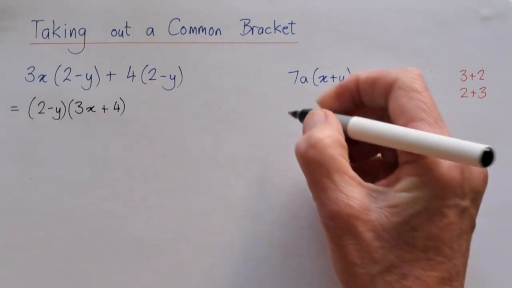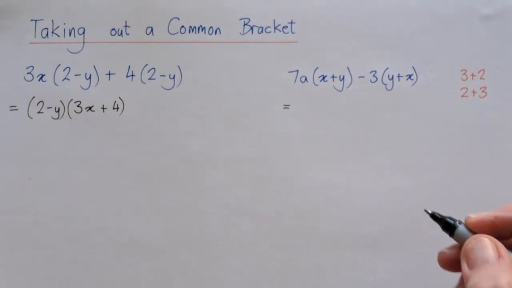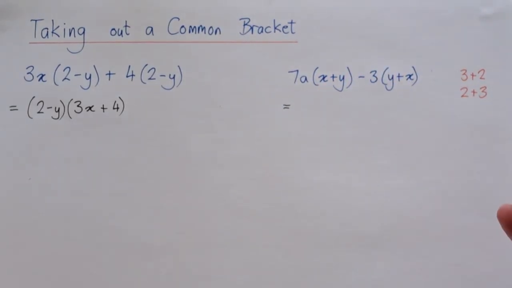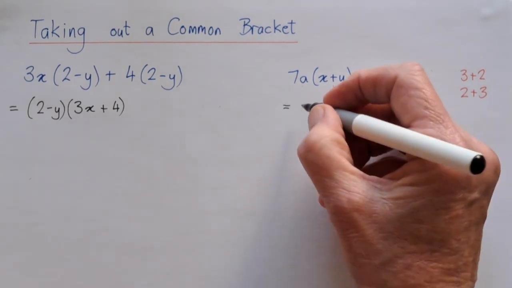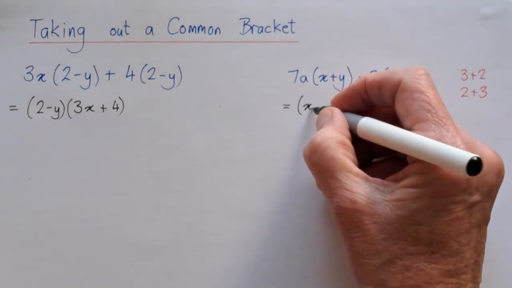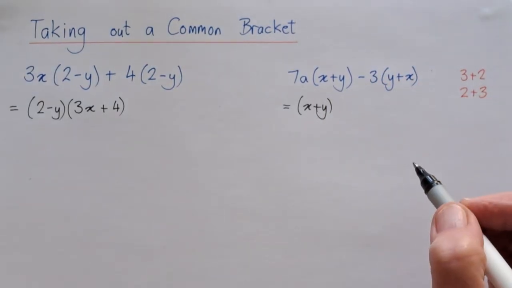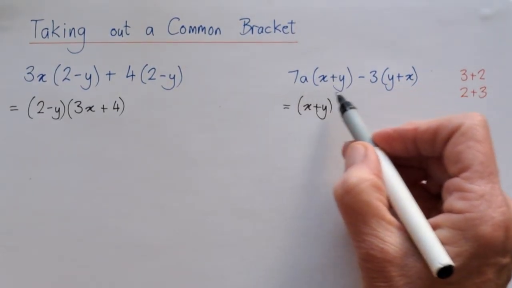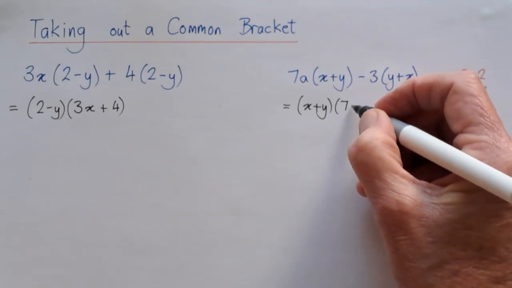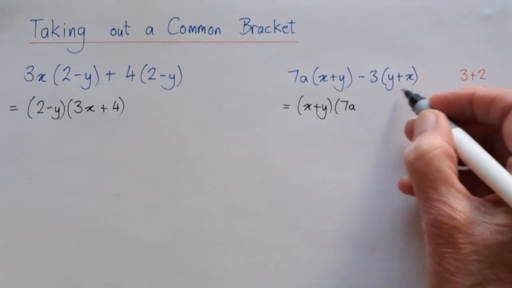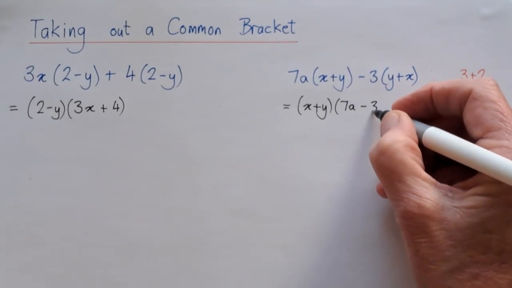So I am going to be able to take out a common bracket, and because we normally write things in alphabetical order just because our brains process it better, I'm going to write it down as x plus y. If I wrote it down as y plus x, it would still be correct. And then left from this term, I have 7a, and left from that term, I have minus 3.